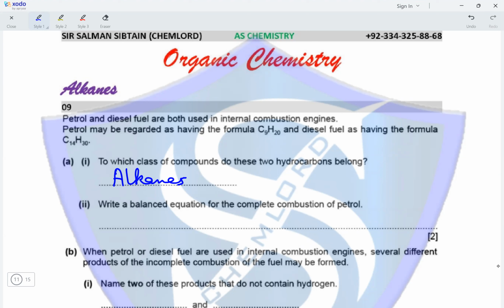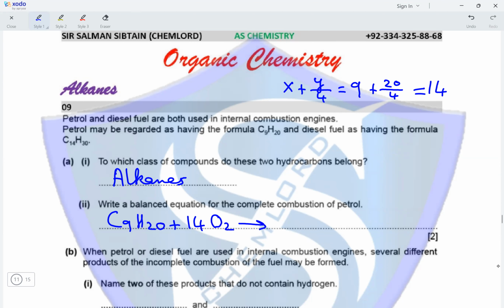Write a balanced equation for the complete combustion of petrol. So petrol is C9H20 in this question. So C9H20 would require X plus Y upon 4 moles of oxygen, which is 9 plus 20 upon 4. So 20 upon 4 is 5 and 9 plus 5 is 14. So we need 14 moles of O2 to produce X moles of CO2, which is 9 moles of CO2, and Y upon 2 moles of H2O, which is 10 moles of H2O. So this is the balanced equation for the complete combustion of C9H20 or petrol.